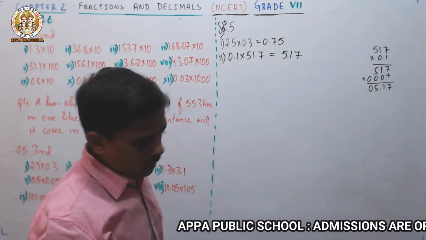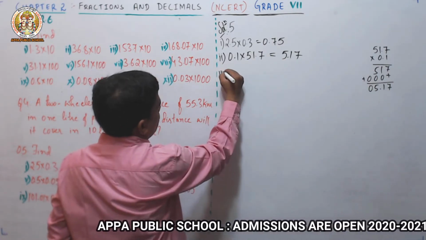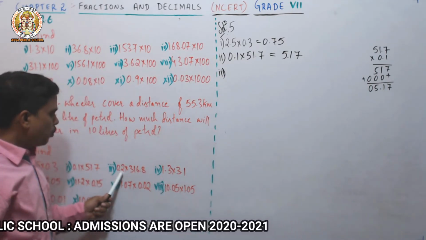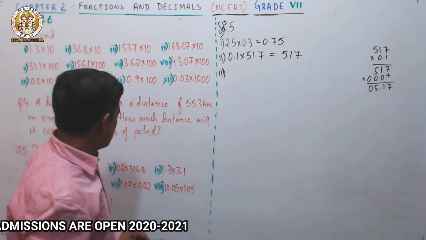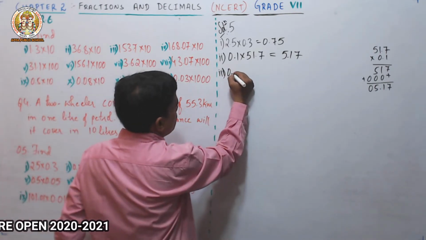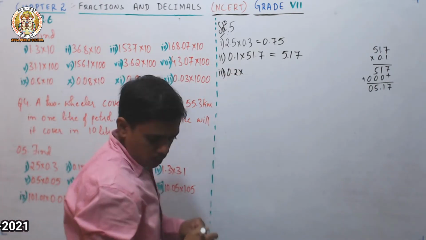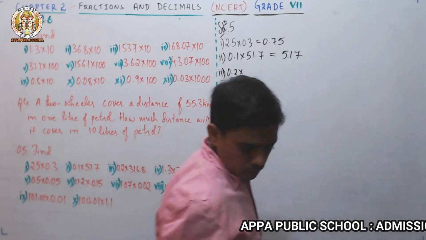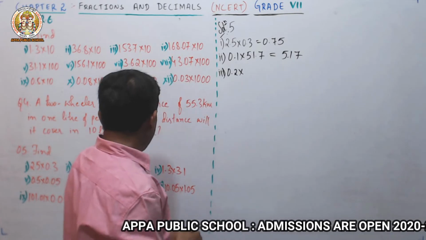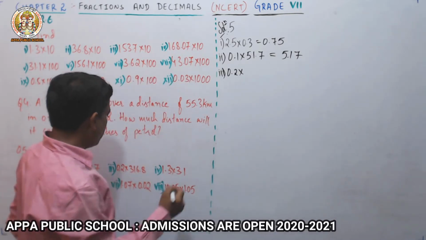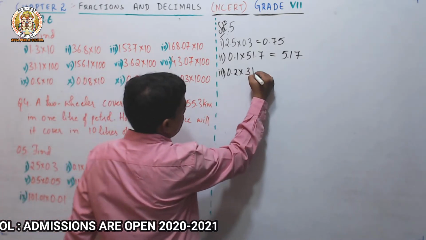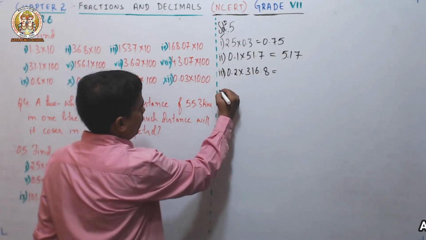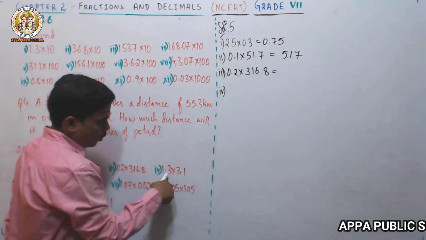Okay. Next. Third bit. What is the third question? The third question is 0.2 into 316.80. Next one also I will write, fourth bit. What is the fourth one? 1.3 into 3.1.